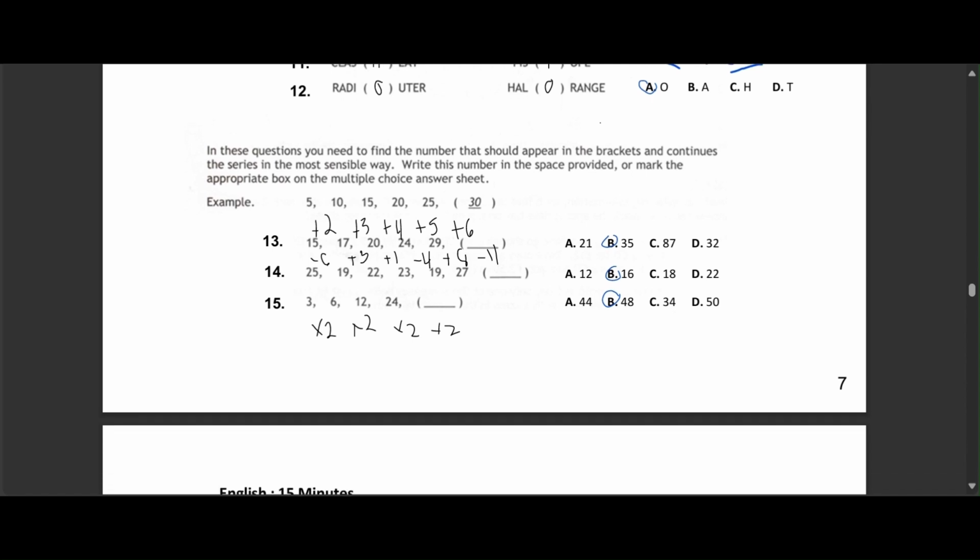Question 12. RADI blank UTER and HAL blank RANGE. Our options are A, O, B, A, C, H, D, T. The correct answer is A. When we add O, we get radio and outer. Also, we get halo and orange. Now, if we try option B, it will result in radiate uter and HALA range, which are not valid words. Options C and D don't work either, so A is the best option for this.